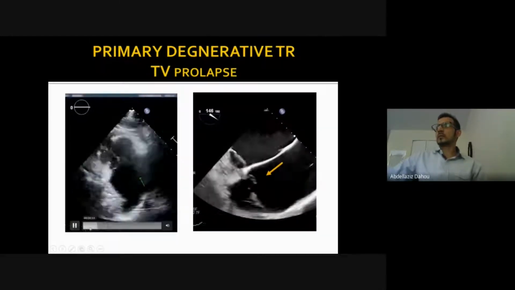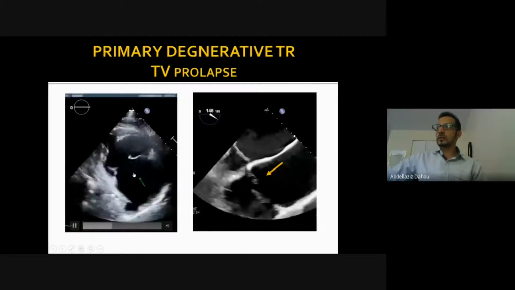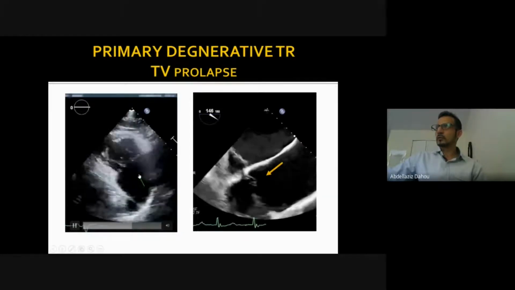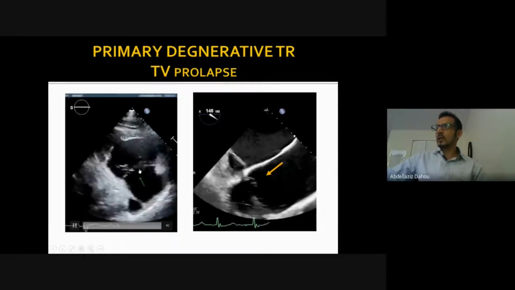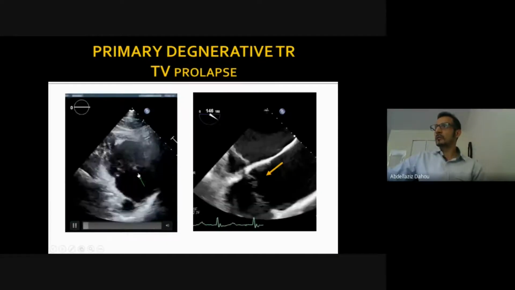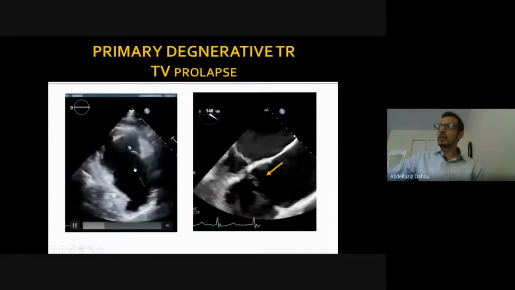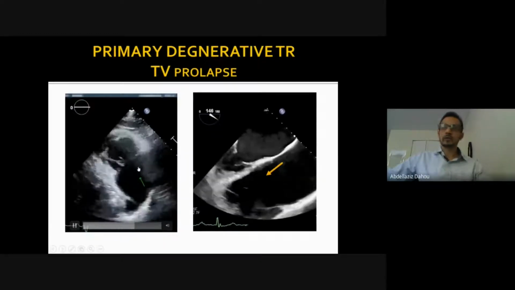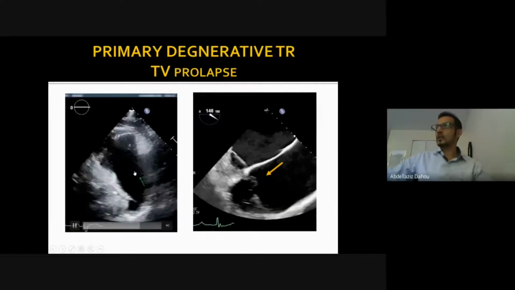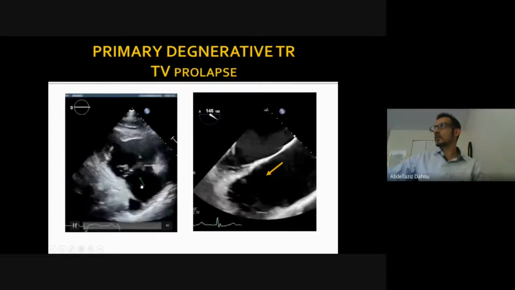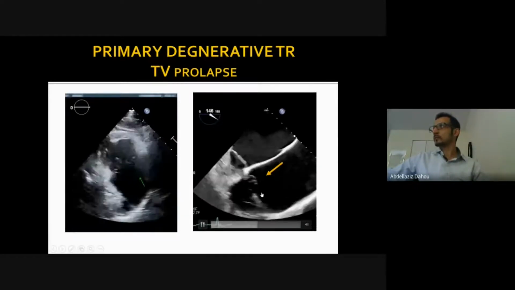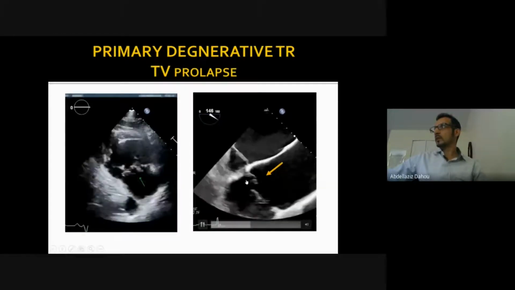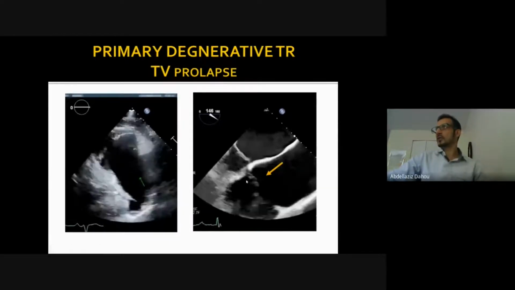Here is an example of a primary TR due to degenerative tricuspid regurgitation. This is a prolapse, and we see the flail, actually, the edge or the tip of the leaflet going toward the right atrium, causing tricuspid regurgitation. On the right side, you have a prolapse of the septal leaflet, causing significant tricuspid regurgitation.